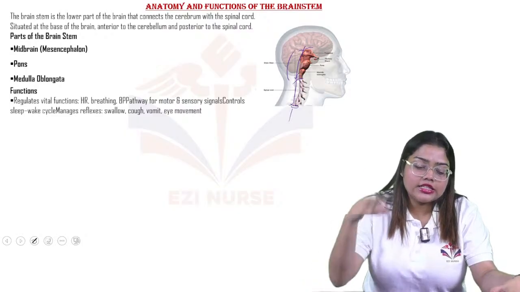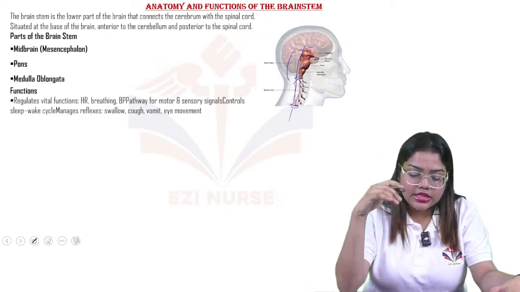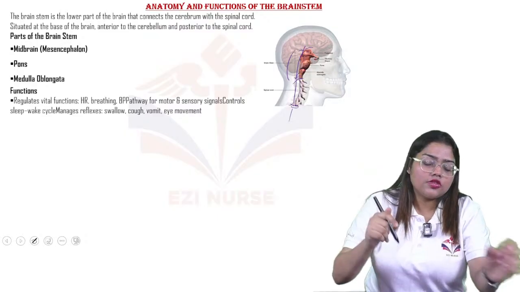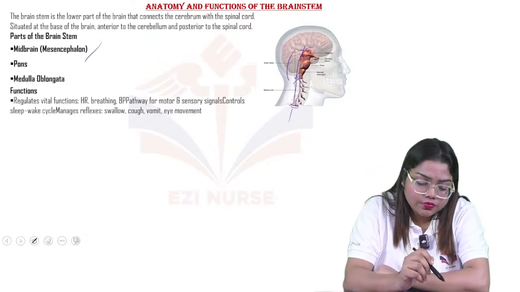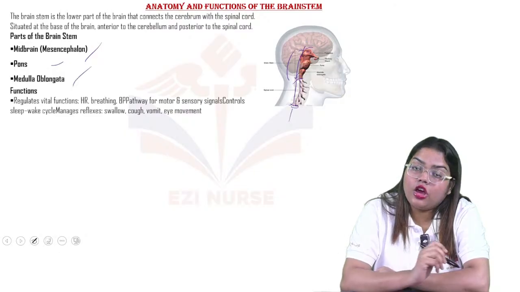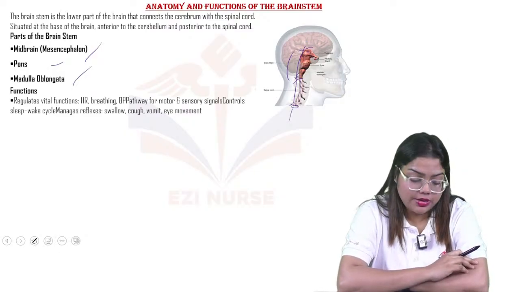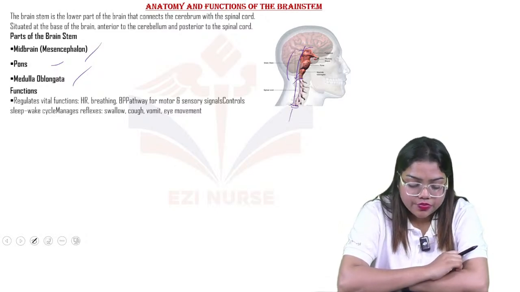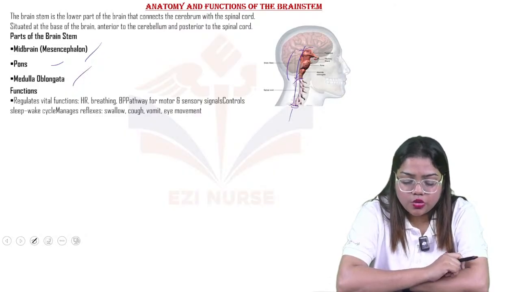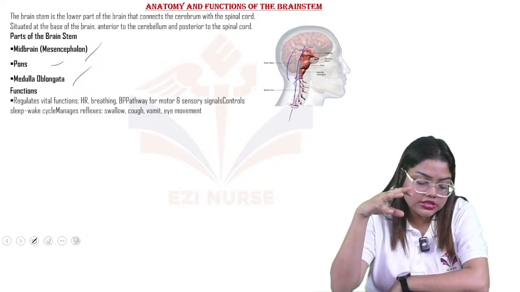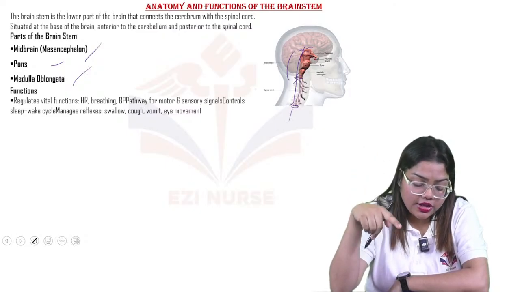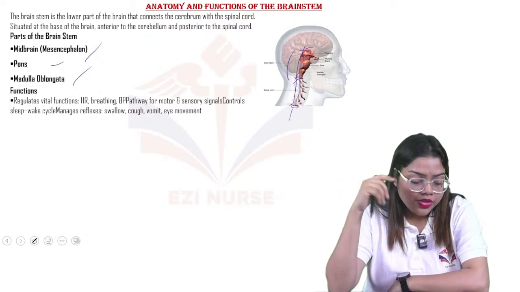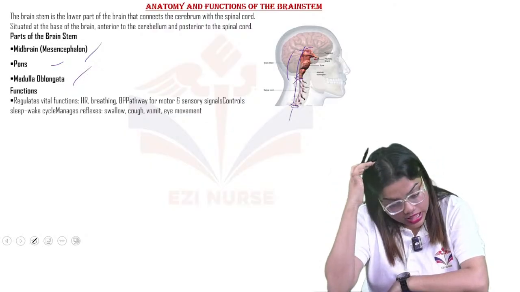It is situated at the base of the brain, anterior to the cerebellum and posterior to the spinal cord. The parts of the brainstem include midbrain, pons and medulla oblongata. What is the function of the brainstem? It regulates the vital functions such as heart rate, breathing, blood pressure, and is a pathway for motor and sensory signals. It controls the sleep and wake cycle. It manages the reflexes of our body like swallowing, coughing, vomiting and eye movement. These sorts of things are controlled by the brainstem.